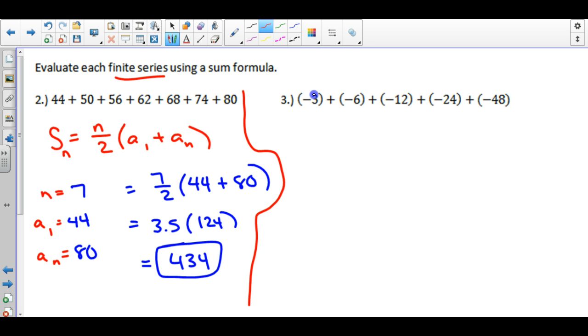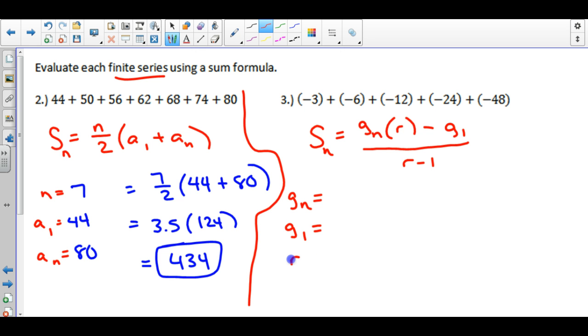So I have a geometric series in this case. It's finite again because there's no little dot at the end. It looks like I have 5 terms in this series. So I'm going to use the formula that says I'm going to take my last term, Gn, times my common ratio and subtract my first term, all over the common ratio minus 1. So in this case, we need to identify a few things from this formula. We need our last term, I need my first term, and I do need my common ratio.